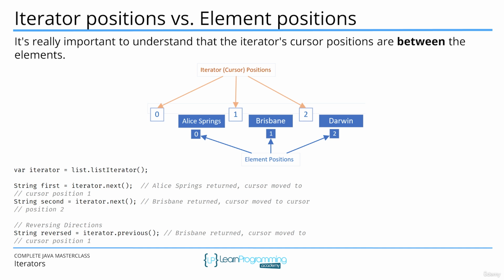Traversing both backwards and forwards through a collection using a list iterator can be a little tricky because of this, but if you remember that the cursor is always between elements, and then with a bit of practice, it will become second nature in no time at all.